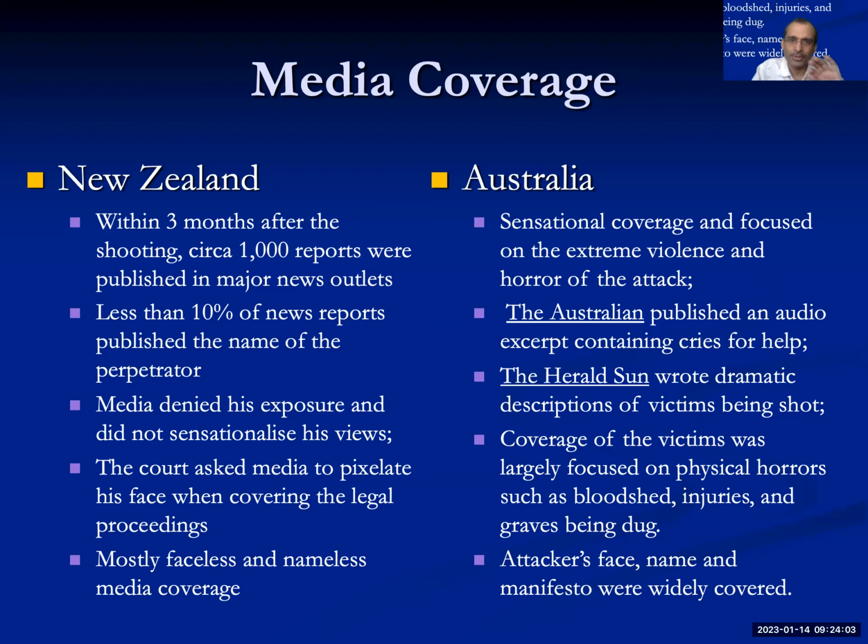Why are Australian and New Zealand media different, even though both are democratic, neighboring countries, and both advocates for human rights and press freedom? Why these differences? These differences we can understand by using the paradox model. That is number one.